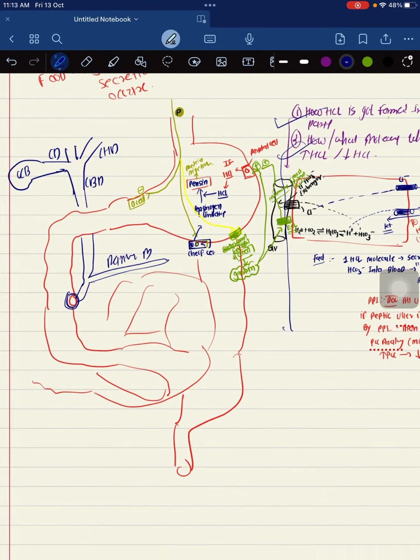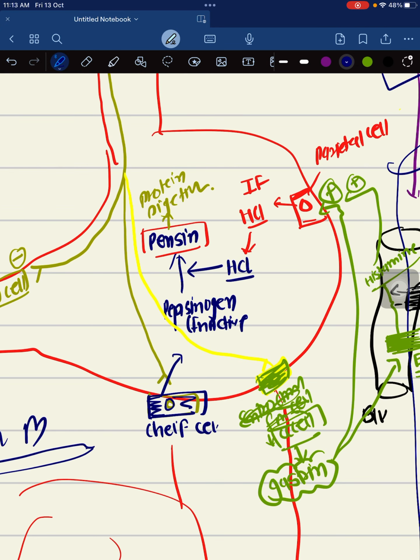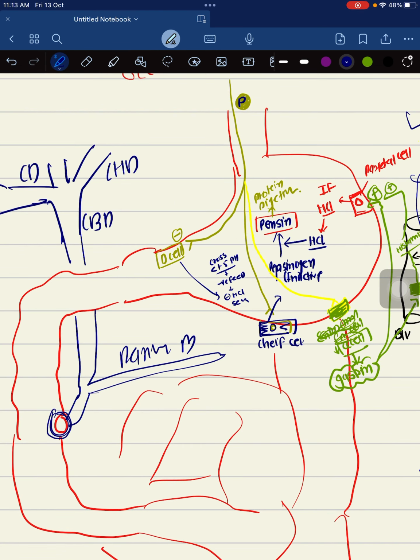So once the stomach pH crosses below 1.5, there is a negative feedback and there is inhibition of the HCl secretion by the I cell.